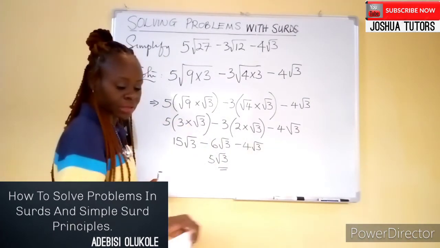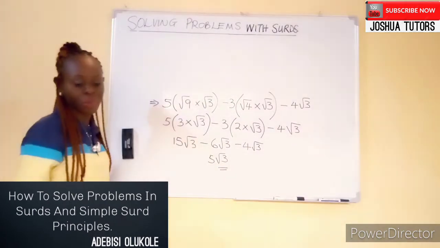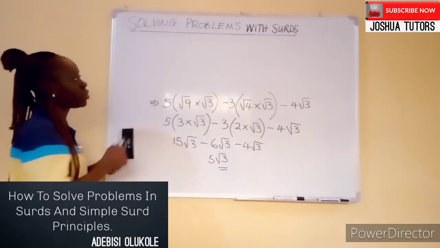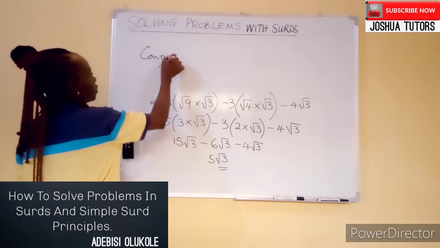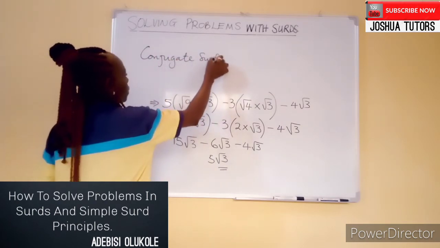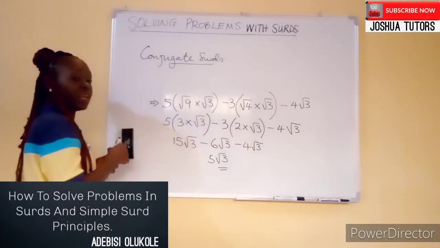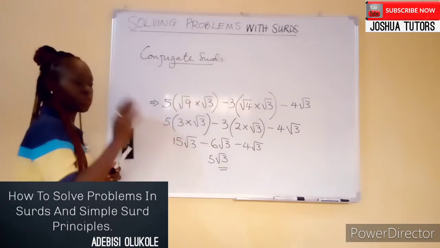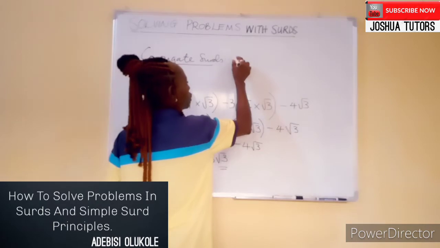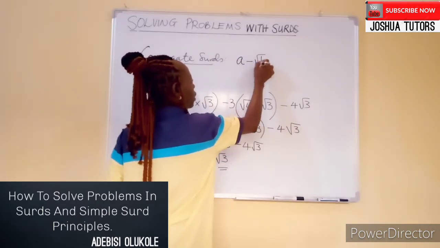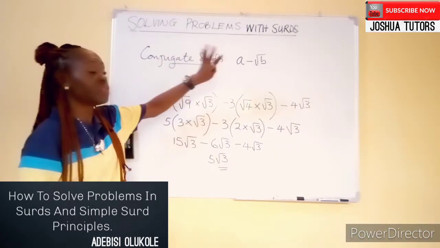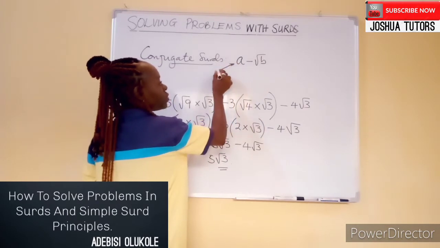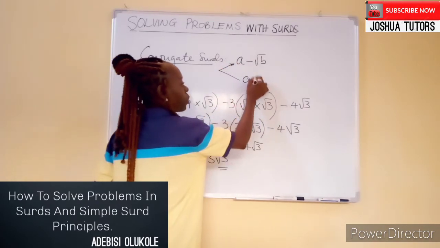And then we're going to take another example here. Before we take this particular example, I want to talk about conjugate surds. What do you mean by conjugate surds? In case you come across it in an exam situation. For my next video, I'm going to be expatiating on conjugate surds, but I just want to introduce it to you. If you have an expression like A minus surd B, the conjugate surd of this expression is the same expression but with a different sign. So the conjugate of A minus surd B is A plus surd B.